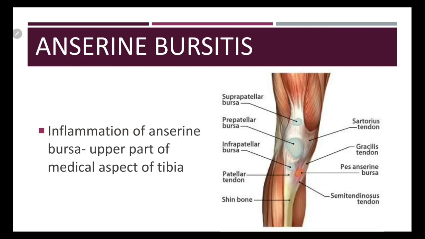The next is anserine bursitis. Repeated trauma on the upper part of the medial aspect of the tibia causes inflammation of the anserine bursa, that is anserine bursitis, which causes pain and swelling at this site. So you can see the bursa in the knee joint, the suprapatellar bursa, prepatellar bursa, infrapatellar bursa, and there is pes anserine bursa. This pes anserine bursa is present in upper medial aspect of tibia, and repeated trauma to this causes bursitis.